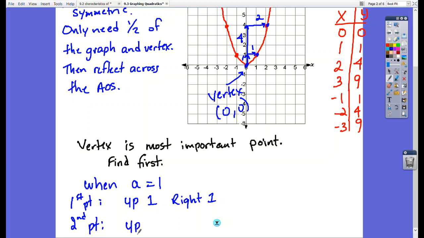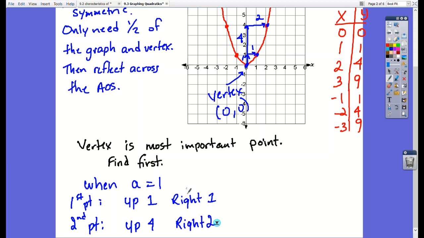We're going to go up 4, right 2. And we can actually keep going. So on our graph, we could say that the third point, which we normally don't need, just having 2 points is fine. We could go up 9 and write 3, but we don't need to do that. So we'll just stop at these.